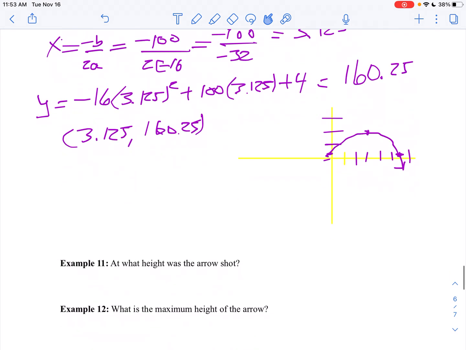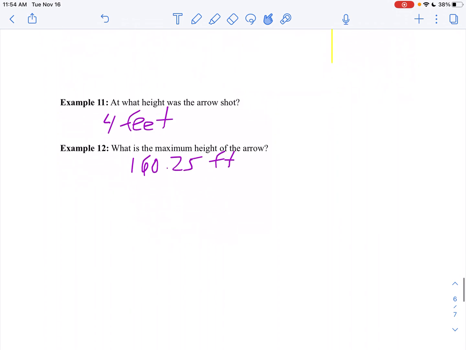So, at what height was the arrow shot? Well, at time 0, you're up 4 feet. That's your y-intercept. What's the maximum height of the arrow? Well, the maximum height is 160.25 feet. And you can say 160 feet, or you can say 160.3 feet. Both of them would be correct.